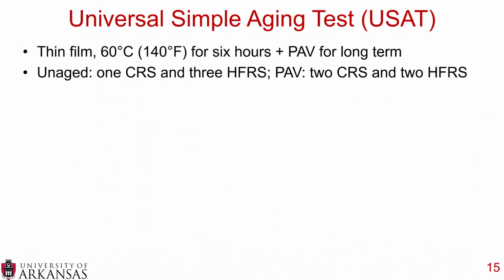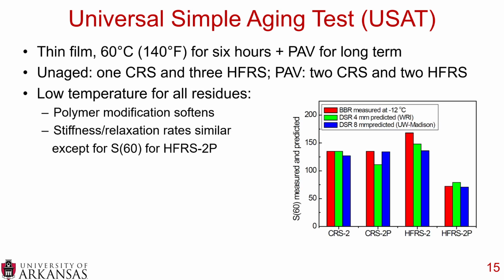Now, another study I looked at was the Universal Simple Aging Test, or USAT. This is a thin film, 60 degrees Celsius or 140 F for 6 hours, and then you put it in a PAV, a pressure aging vessel, for long-term aging. And this study looked at unaged materials, 1 CRS and 3 HFRSs, and it looked at a PAV aging for 2 CRSs and 2 HFRSs. And it looked at the low temperature for all of the residues.